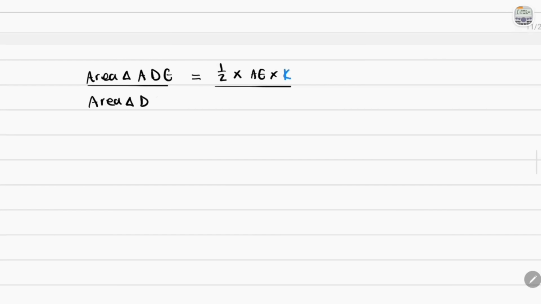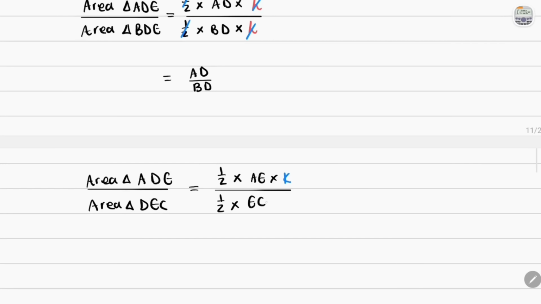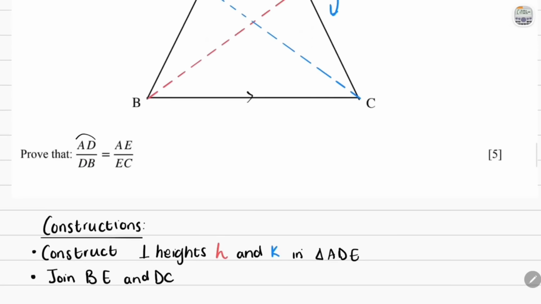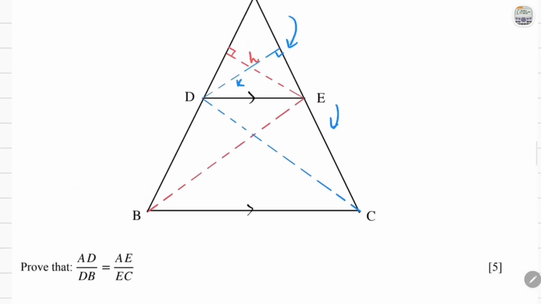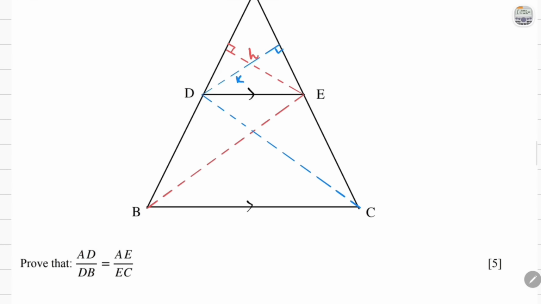So over the area of triangle DEC, which is also equal to a half multiplied by its base, which we could see was EC, and then multiplied by its common height, which is also K. And then likewise, these also cancel. So a half and half cancel, K and K cancel, and we're left with AE over EC. Now, just because they simplify to AD over DB and AE over EC doesn't just automatically mean that they are equal. We would still need to find some logical reason for them being equal.